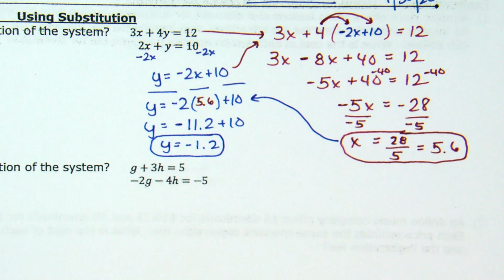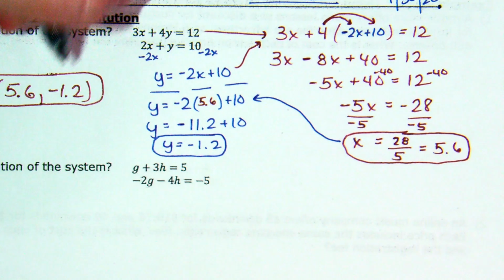Okay. How should I express my final answer? Should I just say x is 5.6 and y is negative 1.2? Allie? Ordered pair. So 5.6 comma negative 1.2. Remember, it's always x, then y.